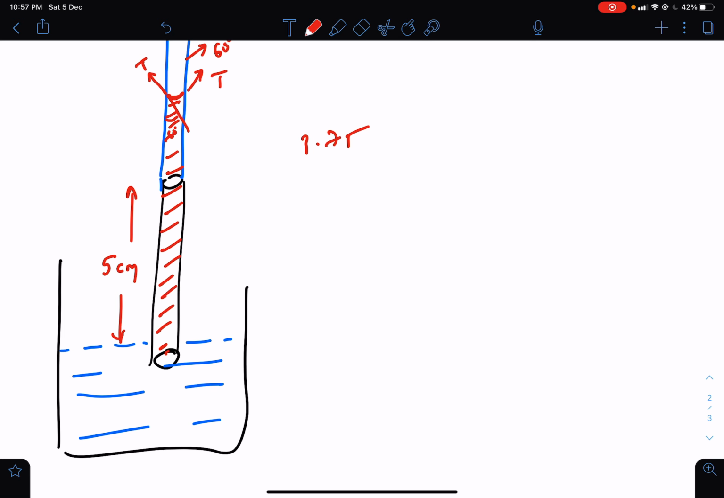Why? Because if it rises beyond 5, it will be in contact with the upper tube with which it has a contact angle of 60 degree and which can lift only 3.75. If that surface tension can lift only 3.75 centimeter of water column, how can the water rise beyond 5 to more than 3.75? So greater than 5 is wrong. Assuming less than 5 is also wrong.